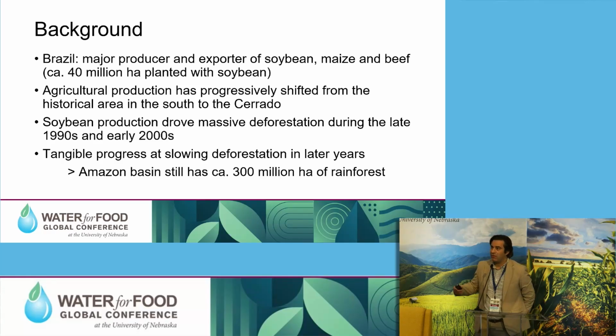And associated with agricultural development in the Cerrado, there has been massive deforestation during the late 90s and early 2000s, which was then followed by a period of time in which deforestation rates went down. And indeed, there are still large tracts of land covered by savannas and pristine rainforests in Amazonia and in the Cerrado region. The question is, what's going to happen with those savannas and with those forests as Brazil wants to increase their agricultural output?